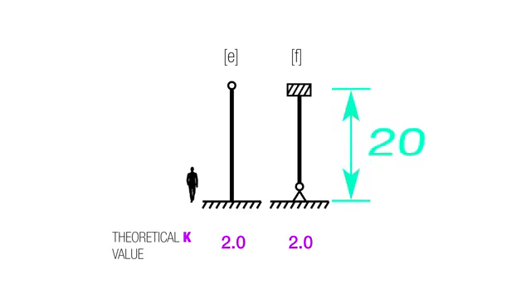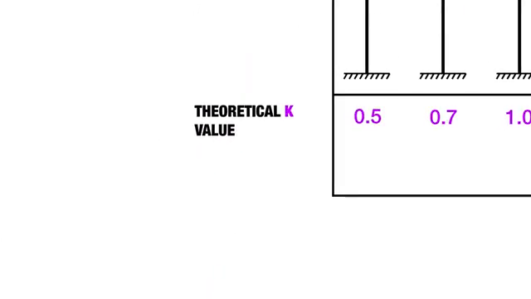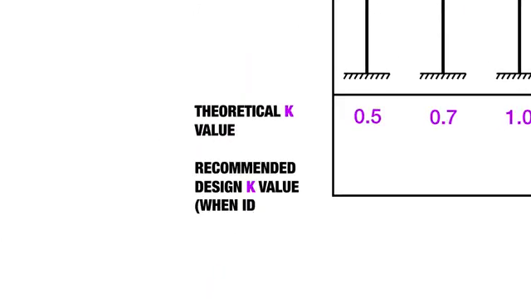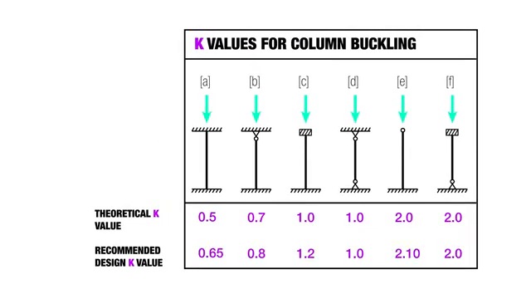So we're going to multiply it by 2. Now, right below that theoretical K value, there's another line that says recommended design value when ideal conditions are approximated. And that basically means we're talking about wood.